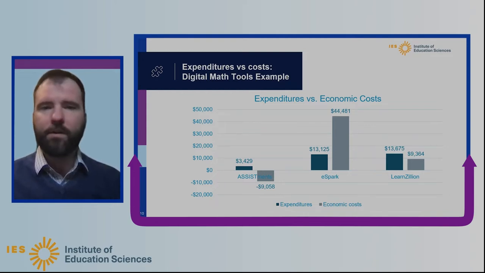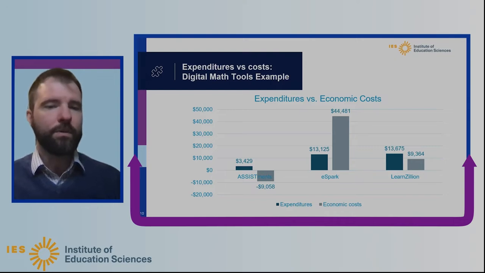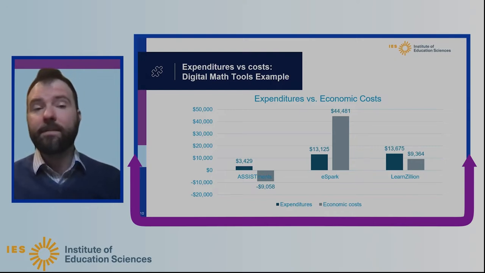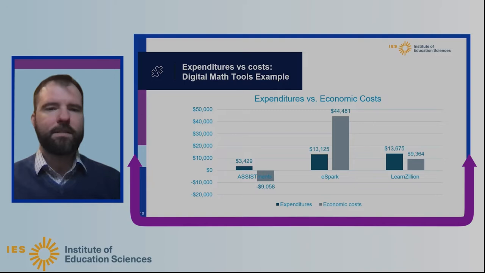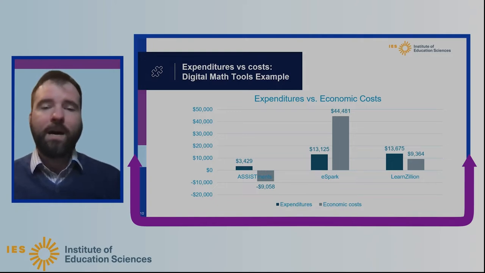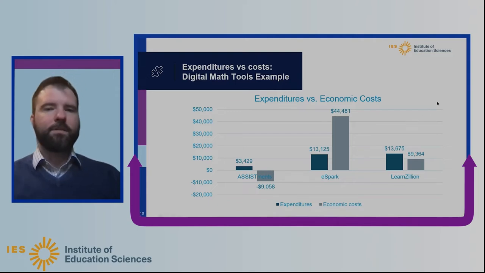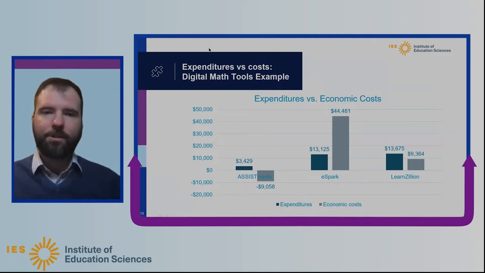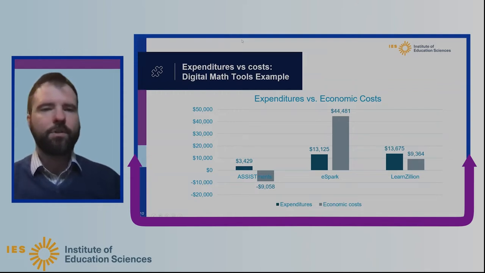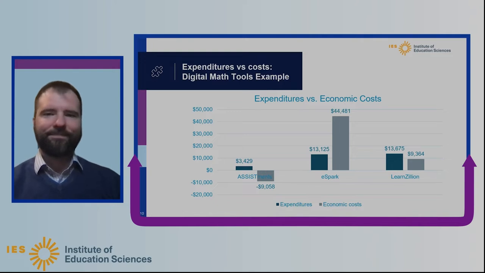what was done in place of, or what would have been done in lieu of these digital math tools, we saw that Assessments actually saved a substantial amount of money due to saving teacher planning time. eSpark was actually dramatically more costly than what it appeared just based on the off-the-shelf costs, whereas LearnZillion was modestly cheaper, which also changed the ranking between eSpark and LearnZillion. And so we can get dramatically different results looking at economic costs versus expenditures. So now my colleagues, starting with Jonelle, are going to talk a little bit about how this is put into practice.